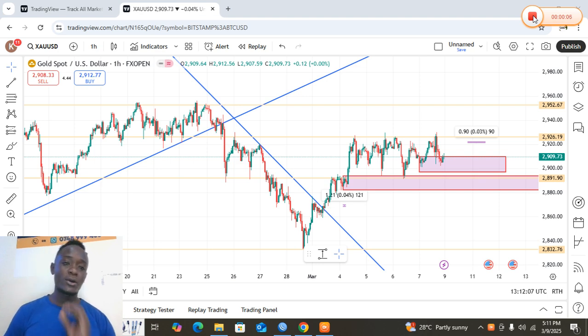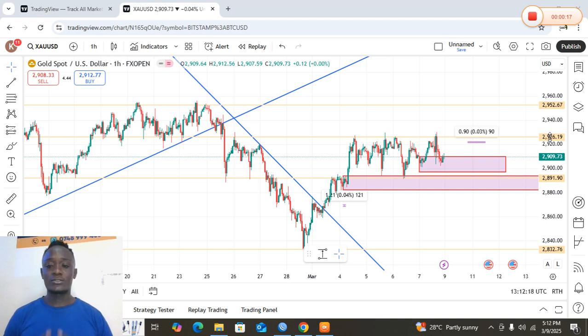Last time I told you that I want to specialize specifically on gold USD because it's normally easier to focus on one pair to get a clear direction of where the market is going.